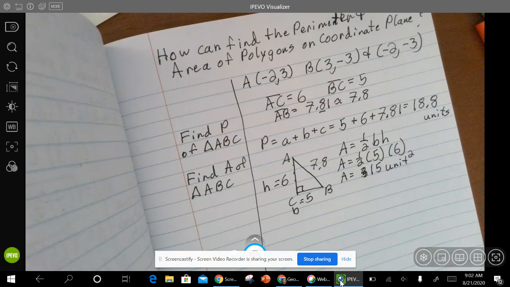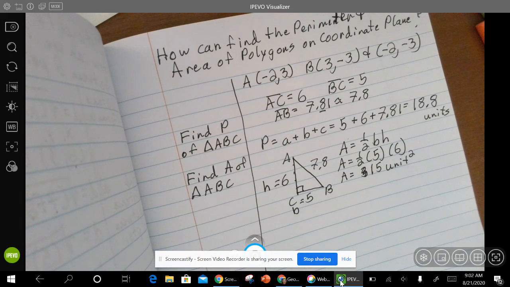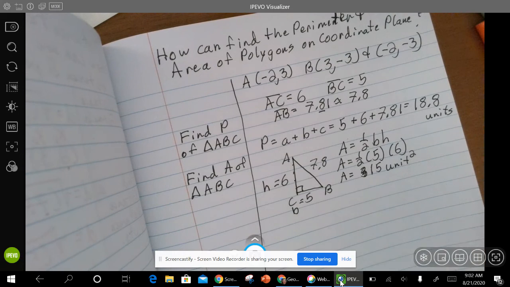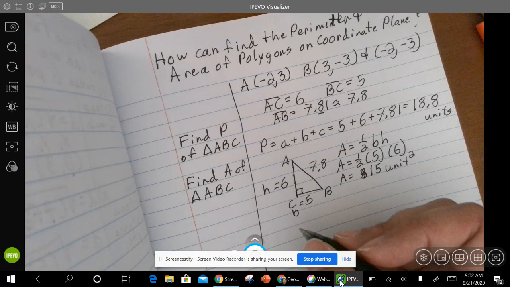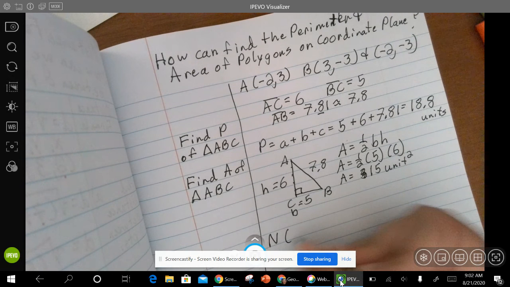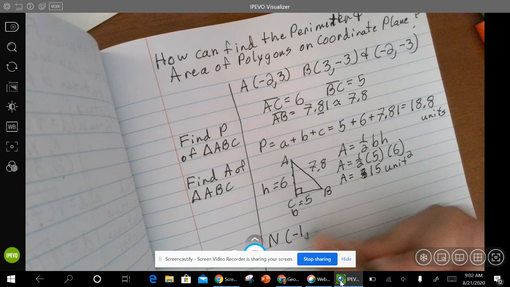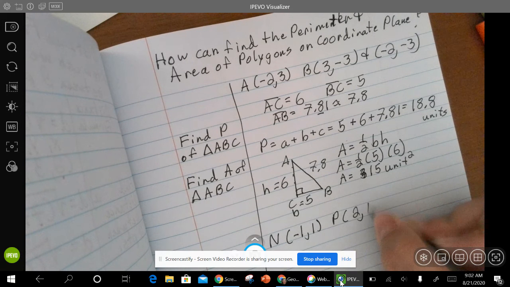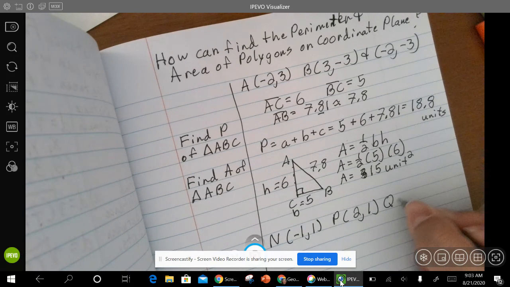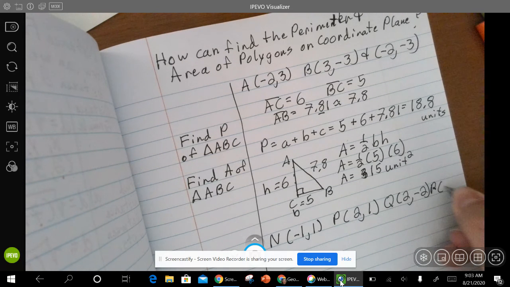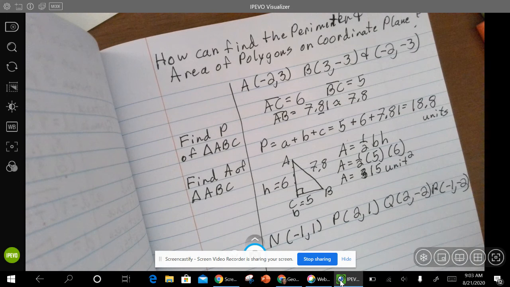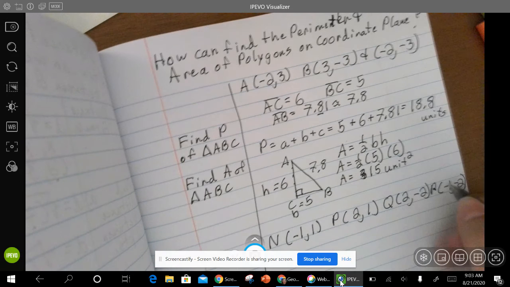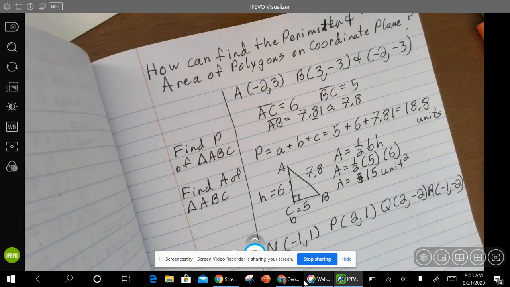Okay. So hopefully everybody that's helping you with this. Okay. So let's do another example. So let's say we have a rectangle or a square. Let's do a square. And then R is at -1, -2. Okay. And everybody, we're going to write those down. We're going to go ahead and graph those again.